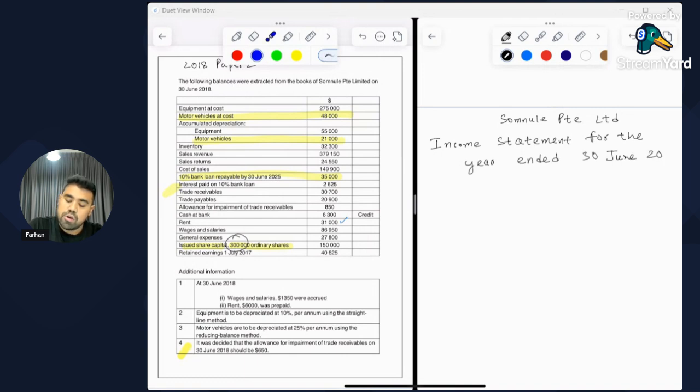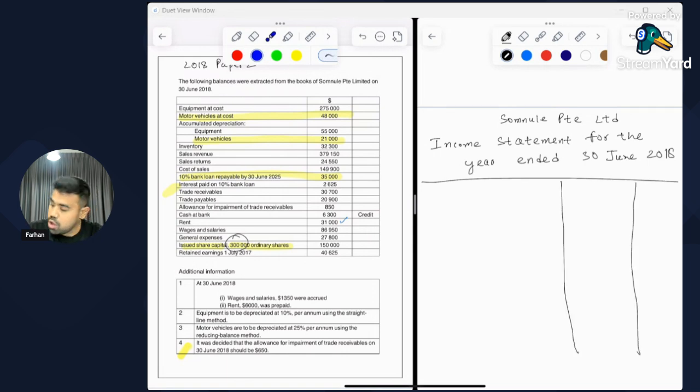And we can prepare this income statement in 3 columns, all right? Okay, so everything here is reported in dollars, as we understand. Now, what's the first item that we can include? It's always the sales. Now, the sales revenue is given to us as 379,150.